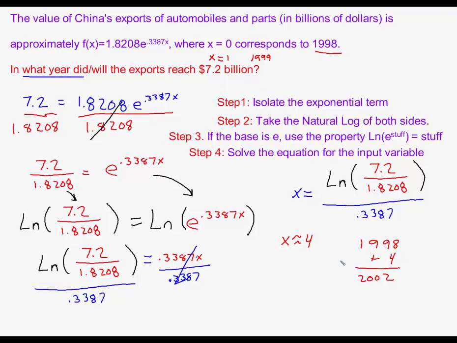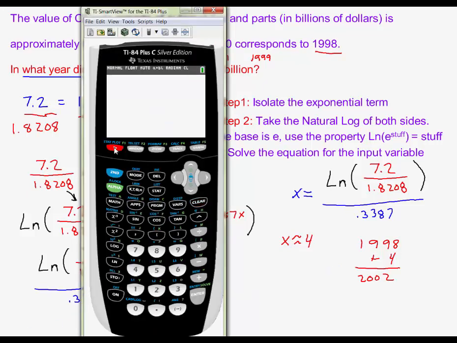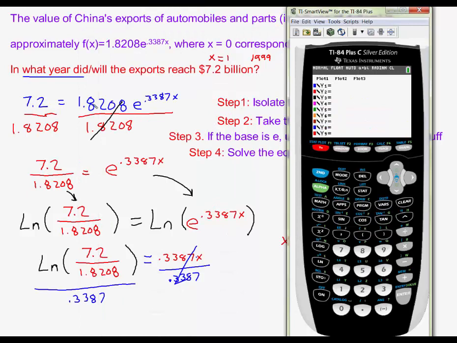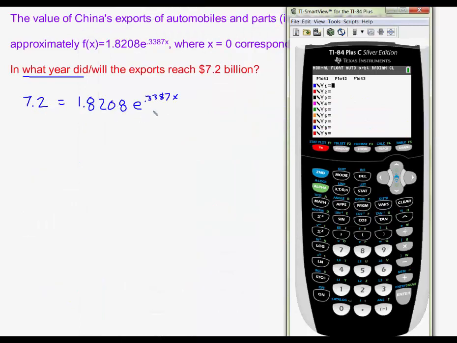Now that I've shown you how to do the problem by hand, I promised that I would also show you how to use the intersect feature of your calculator to get the same answer. So go to your graphing calculator, press y equals. I'm going to go back to the original equation. So this is what the equation looked like before I showed you how to solve it by hand using the 900-step method. I mean the 4-step method.